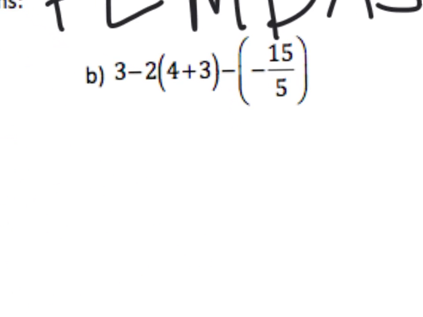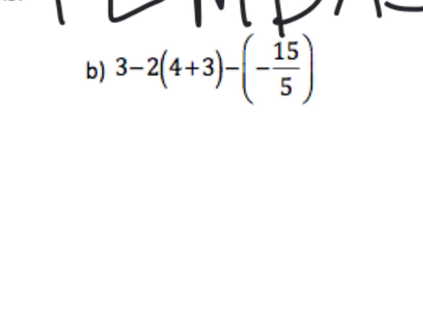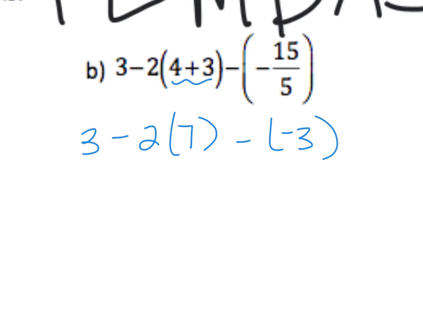Alright, in B, now I have parentheses, so I have to do those first. I'm going to add 4 plus 3, which is 7, and bring down everything around it as it stands. And then I'm also going to do negative 15 divided by 5, which is negative 3. Okay, now I'm going to multiply. I've got 2 times 7, but I'm going to take the sign in front of it and think about negative 2 times 7, which gives me a negative 14.